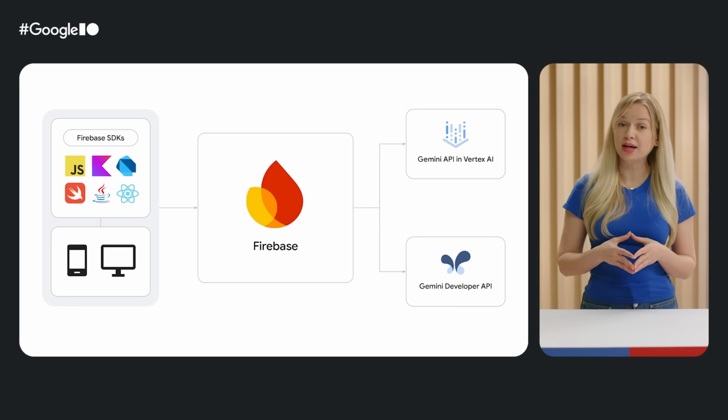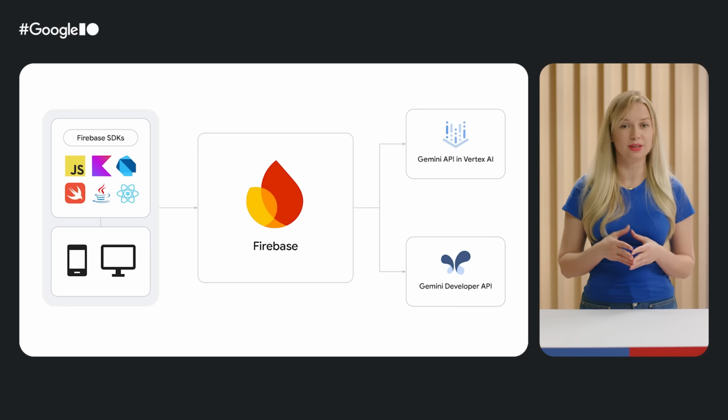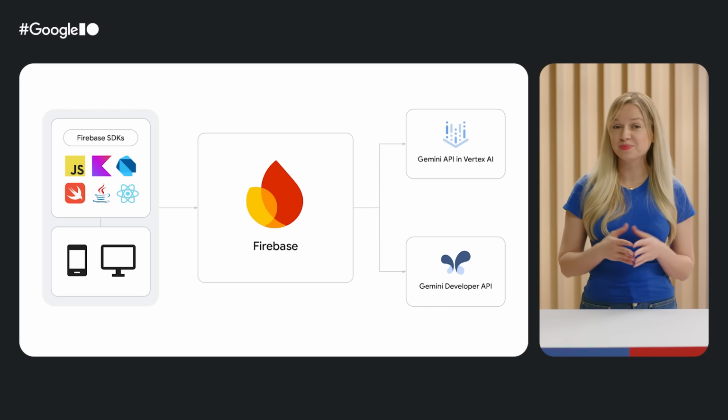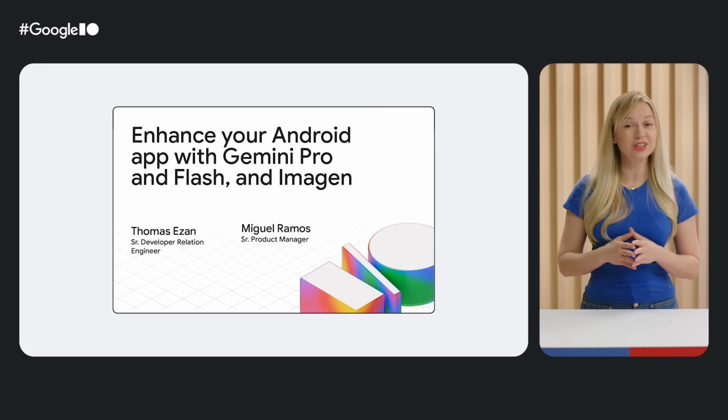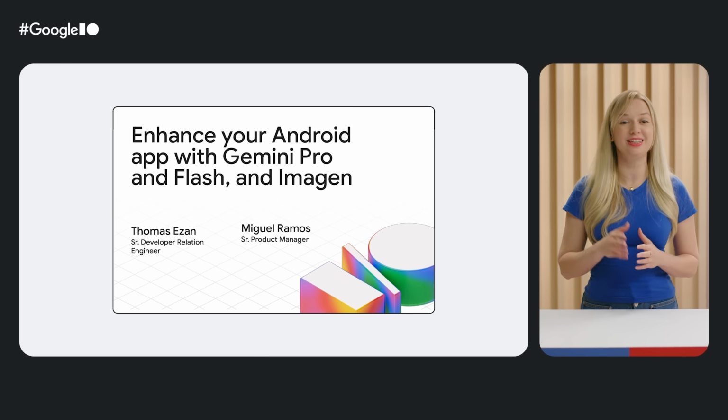Firebase provides a simplified and secure way to access Gemini Flash, Gemini Pro, and Imagen models without the need to manage your own backend service. It supports popular Android development languages like Kotlin, Java, and even cross-platform frameworks like Flutter. To test these model capabilities, you can use Google AI Studio or Vertex AI Studio that provides direct access to the models. To learn more on how to integrate Gemini models into your apps, check out this talk that deep dives into the details.